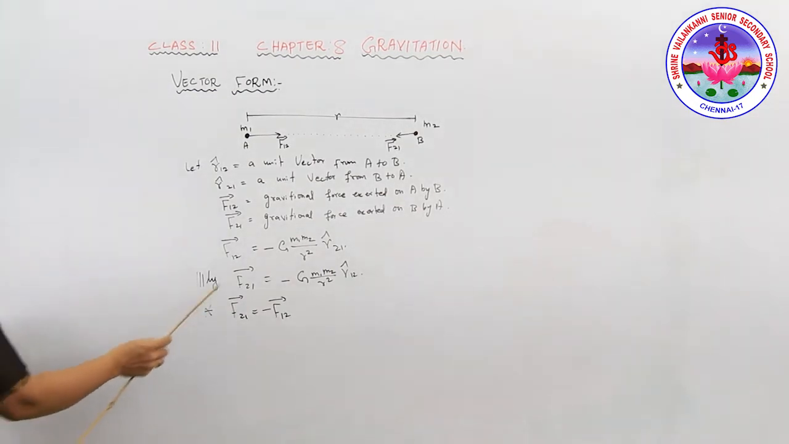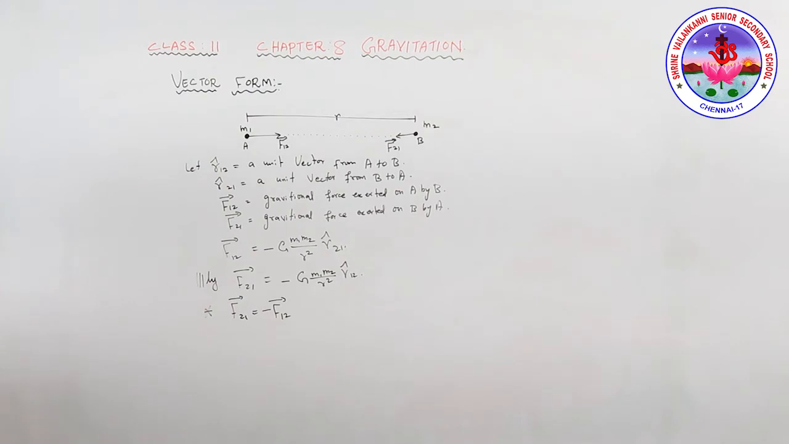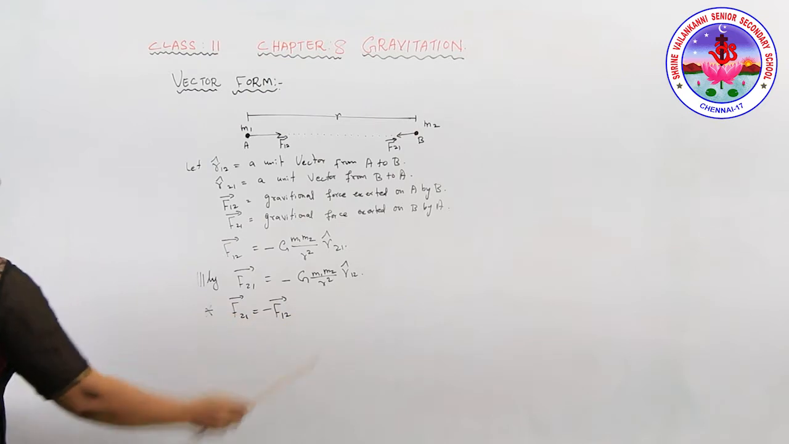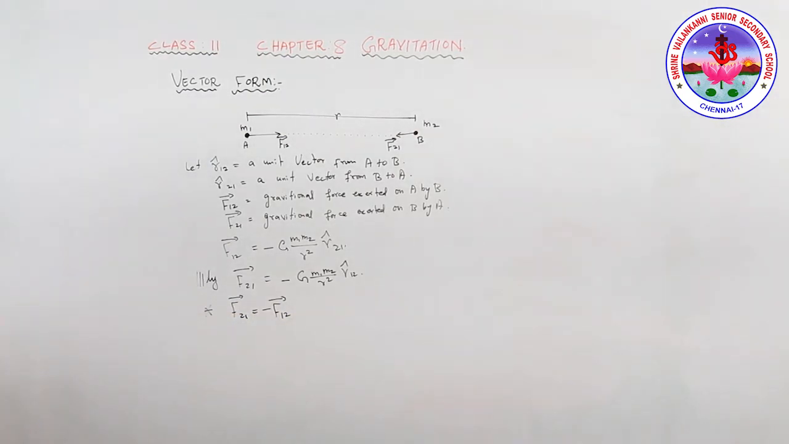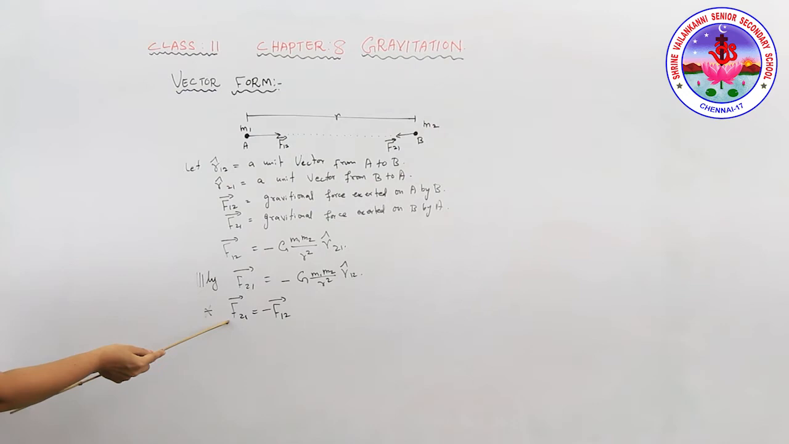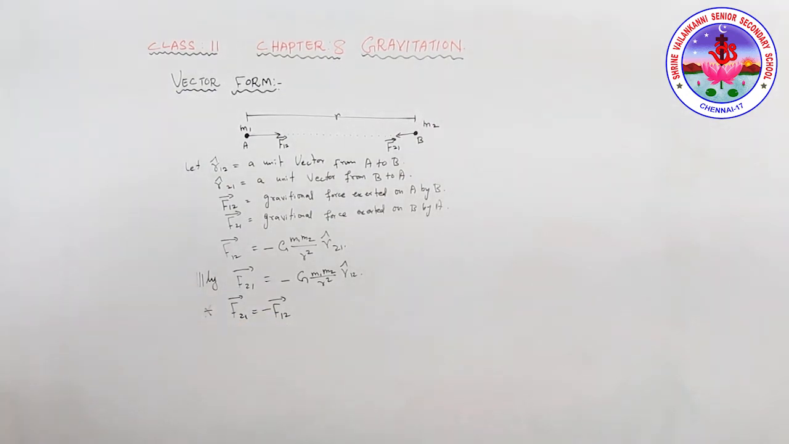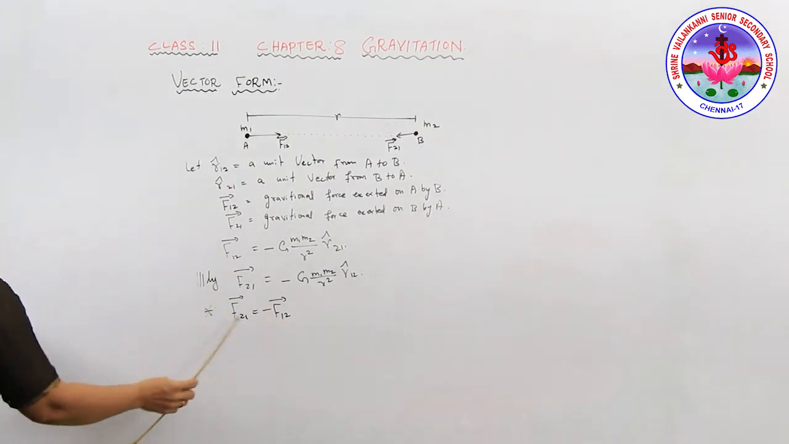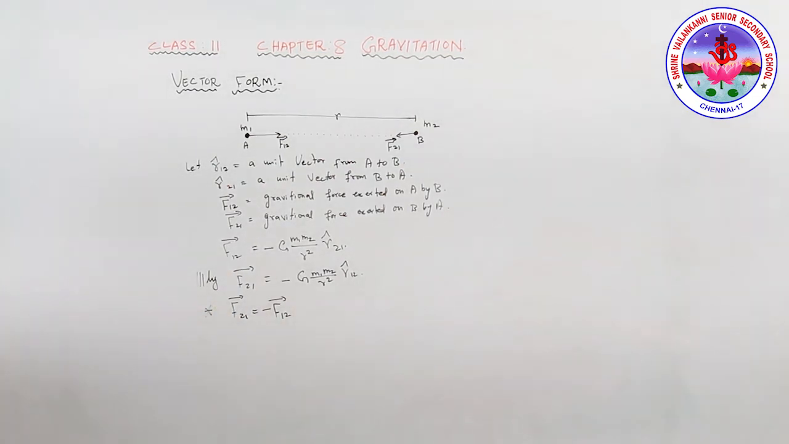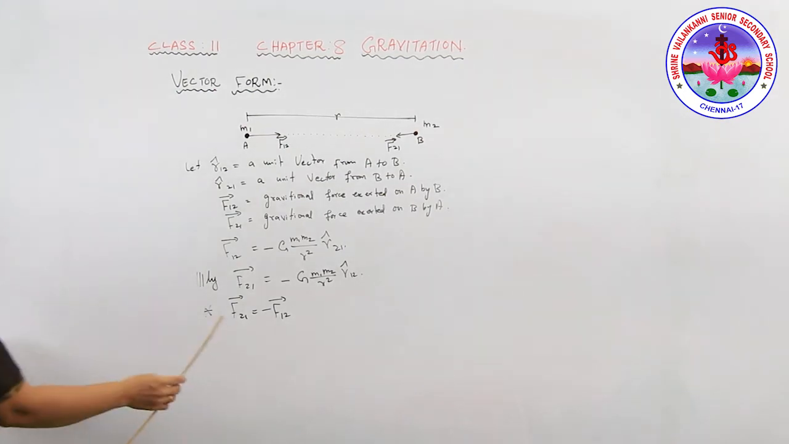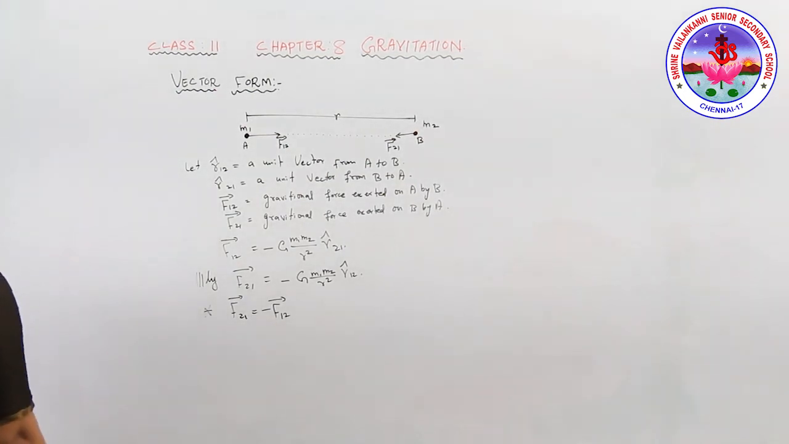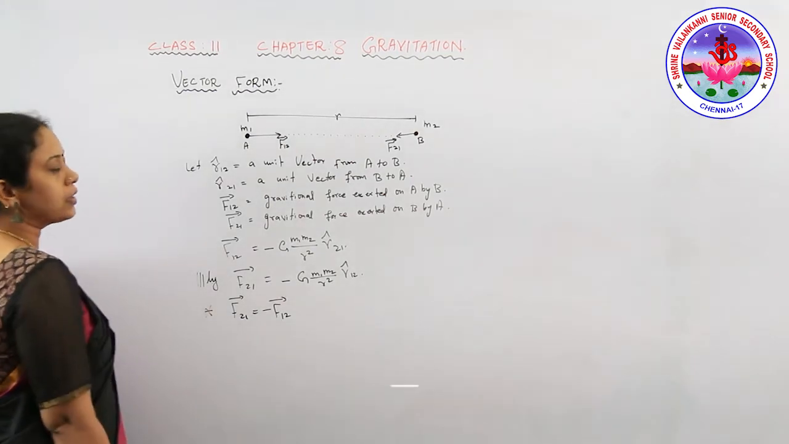So the implication of the vector form is here, as we said, r21 is equal to what? Minus of r12. So we can say the F vector of 21 is equal to minus of F vector of 12. Thus the vector form of the law of gravitation implies that the gravitational force acting between the two particles forms action and reaction, so that it obeys Newton's third law.